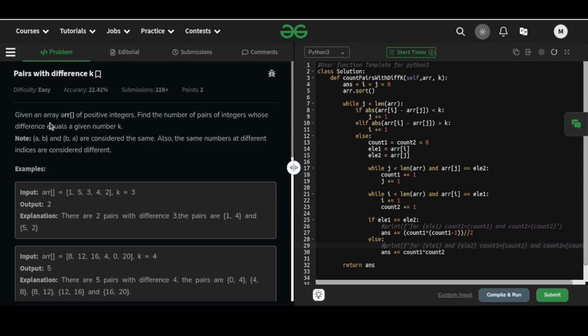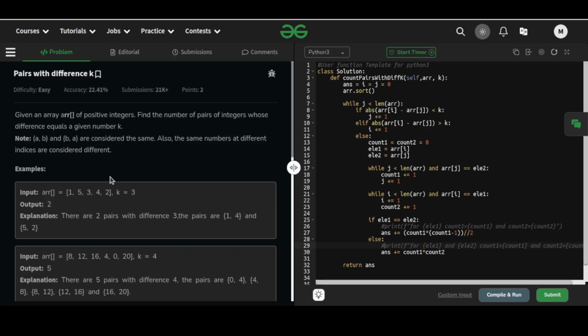The problem statement says: given an array ARR of positive integers, find the number of pairs of integers whose difference equals a given number k. For instance, if this is the array given to us and the value of k equals 3, then there are two pairs possible whose difference is equal to 3, and those two pairs are 1, 4 and 5, 2. So that's about the problem statement, folks.